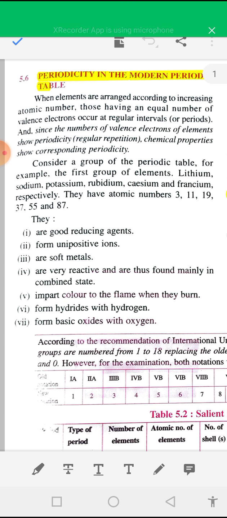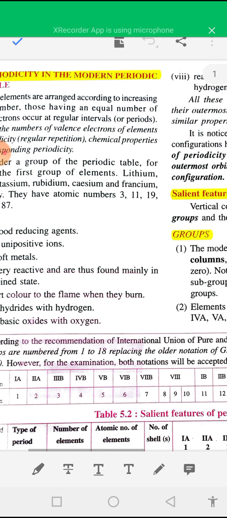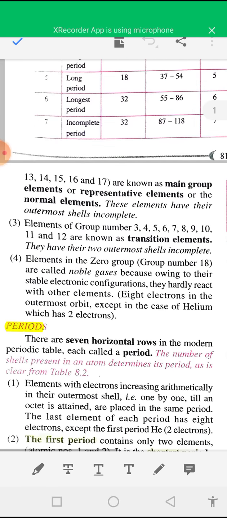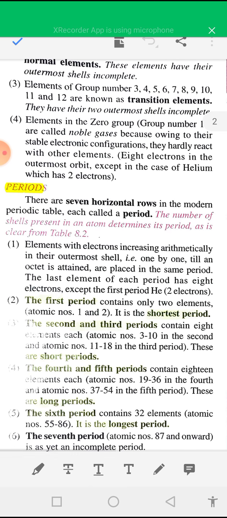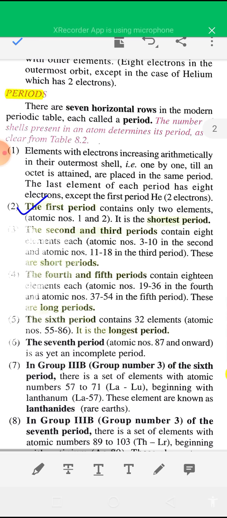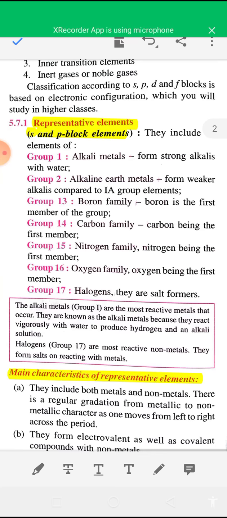Okay, so in the last live class I have discussed periodicity in the modern periodic table, the main features of the modern periodic table, and I told how many groups are there in the modern periodic table and the names of different groups. And how many periods are there. That is, in the modern periodic table there are a total of 18 groups and 7 periods, and in each period how many elements are there, and which period is known as the shortest period, which period is known as the longest period. Everything I have discussed in the last live class.